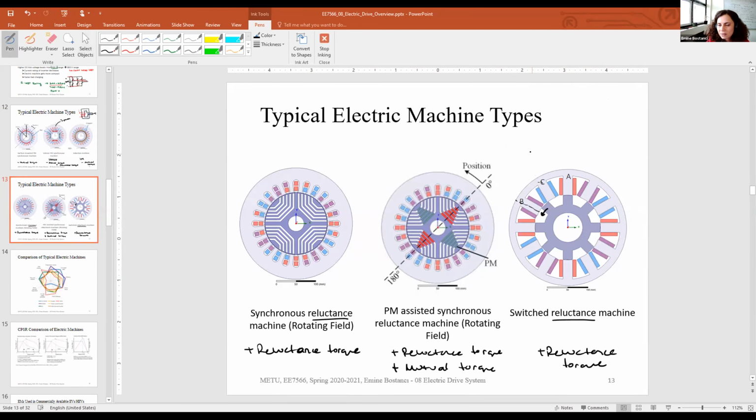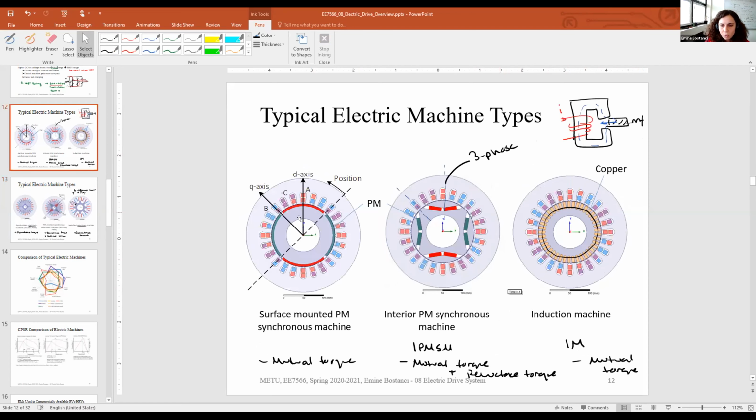This will require a different inverter, because it is going to have a different control, and it can also have more than 3 phases, but also 3-phase systems are very similar.